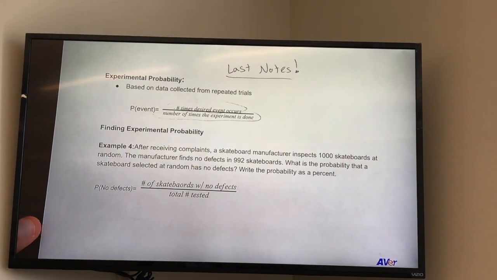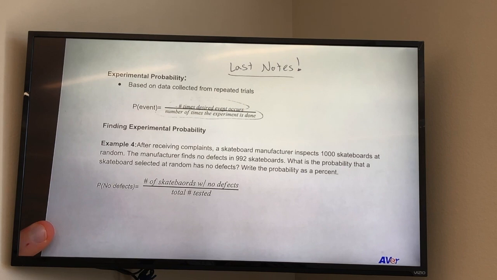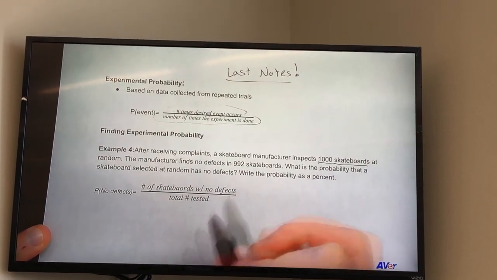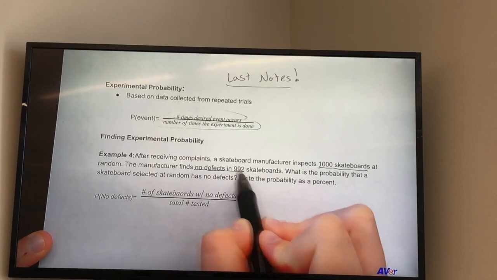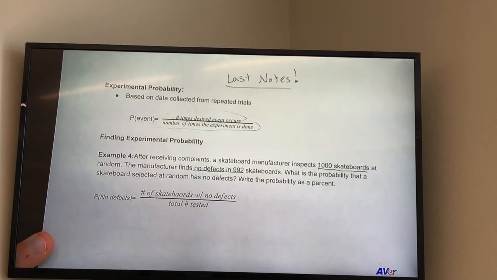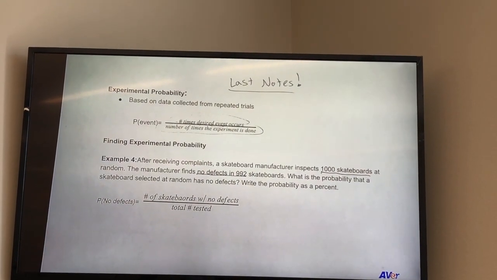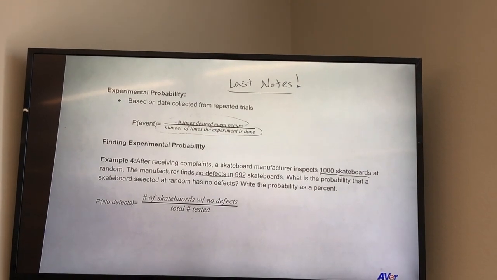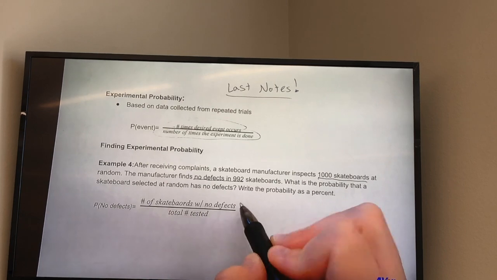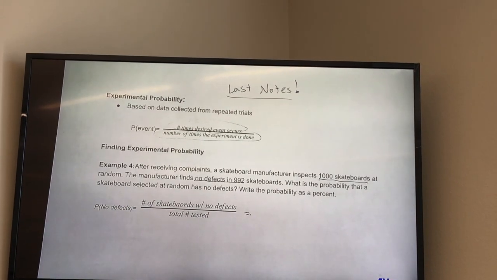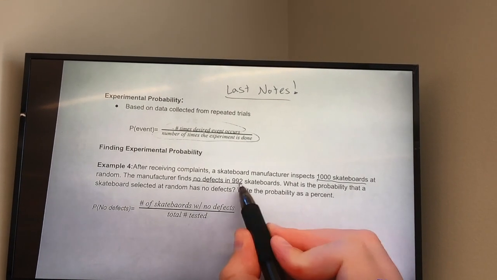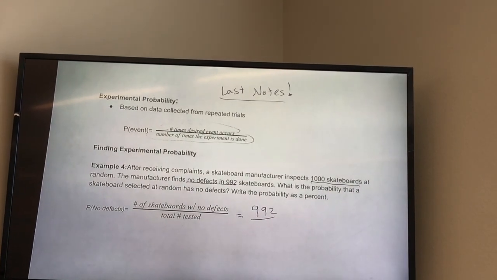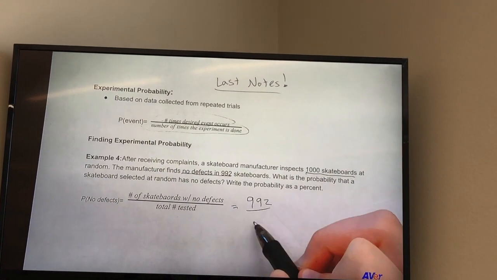All right, here's our first example. After receiving complaints, a skateboard manufacturer inspects 1,000 skateboards at random. The manufacturer finds no defects in 992. What is the probability that a skateboard selected at random has no defects? So, probability of no defects is going to be the number of skateboards with no defects, 992, divided by the total number tested, which is right here, 1,000.